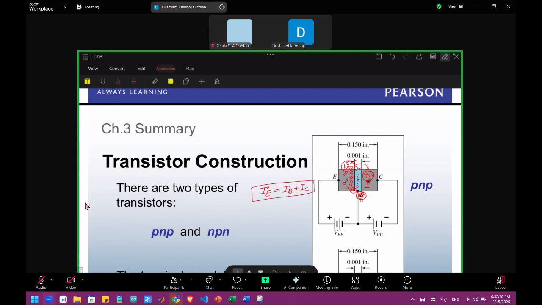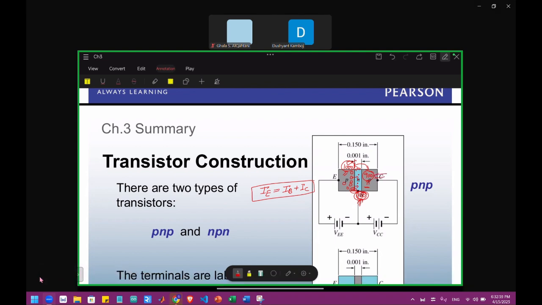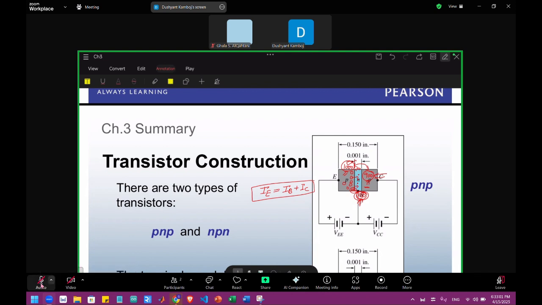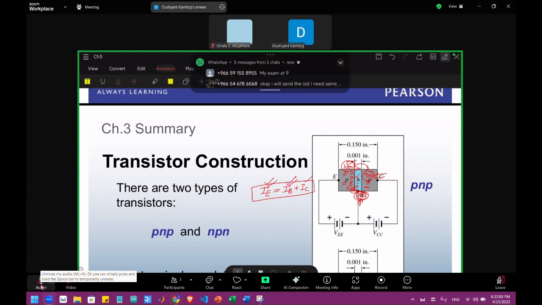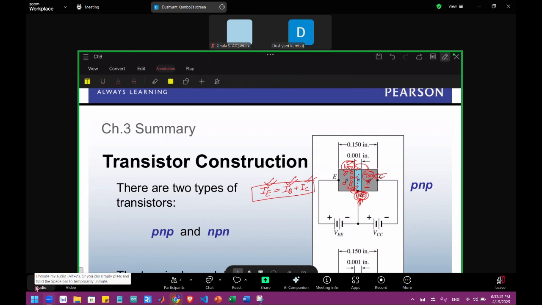Did you understand or not? Because there are a thousand holes coming from the emitter and 100 recombined in the base. So the base current is due to this recombination of holes, and the remaining 900 reach the collector. So your collector current is due to the holes which reach the collector. So always remember the emitter current is high, the bigger one, the base current is the smaller one, and the collector current is moderate. Should I repeat this thing again or do you understand?